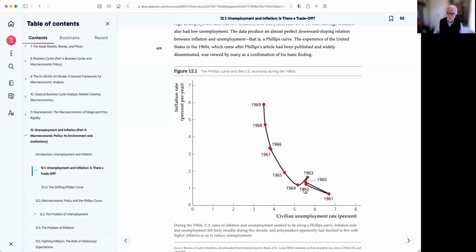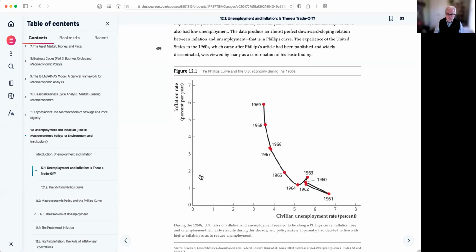So there was a lot of following this in the 1960s, and this was in the early 1970s. There was a lot of discussion in economics about this, and it suggested that policymakers could just decide to pick what point they wanted to have the unemployment and inflation rate at.